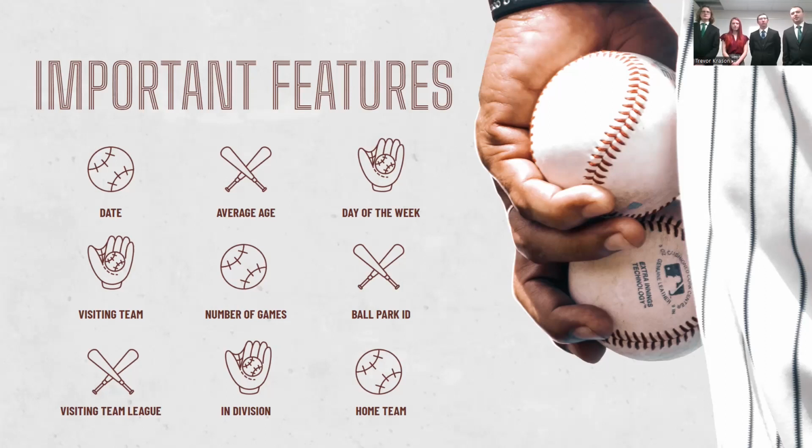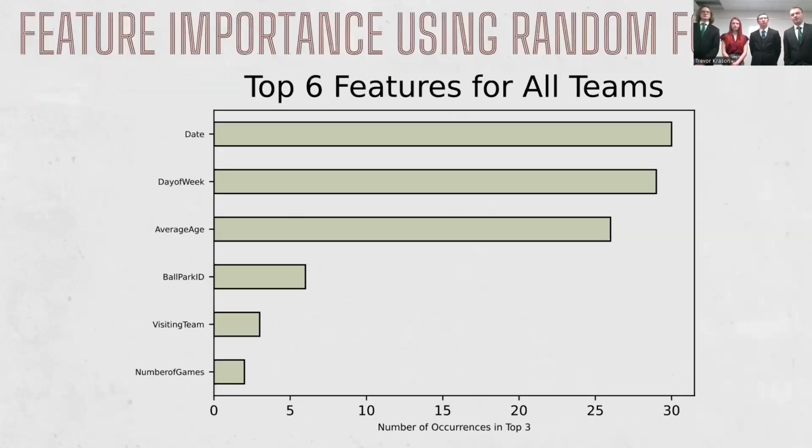And we want to pay particular attention to the average age of the roster, along with whether or not the game was a divisional game or not. And these 2 features tended to have the highest correlation in predicting attendance. And using these 9 features, we ran 30 separate random forests, 1 for each team to determine the feature importance.